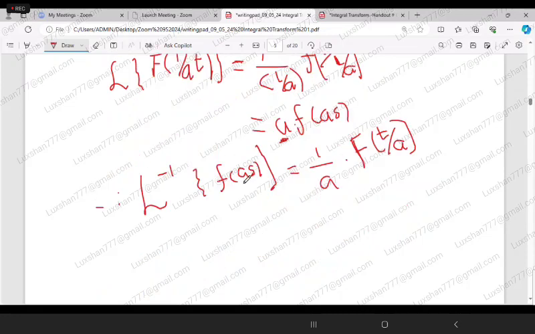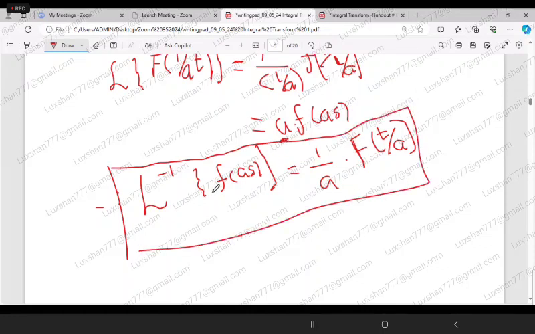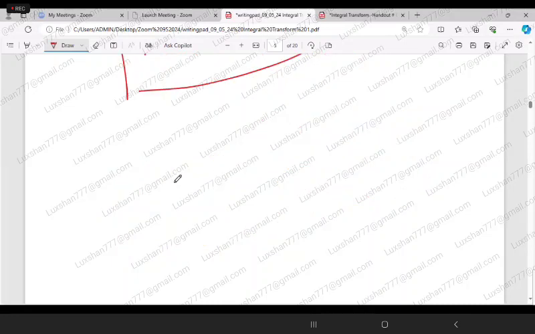So if you have something a into s, then you can simply use this line. So this is called the change of scale property of inverse Laplace transform. This is called the change of scale property of inverse Laplace transform. Okay, let's have an example.